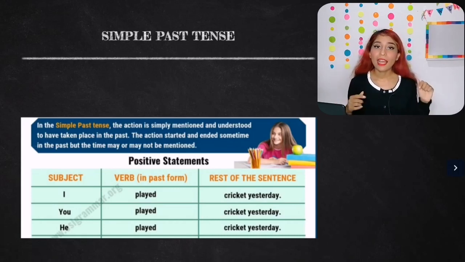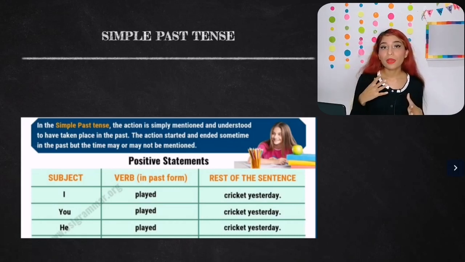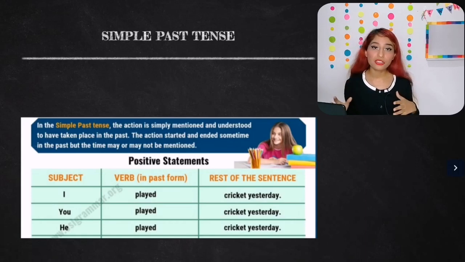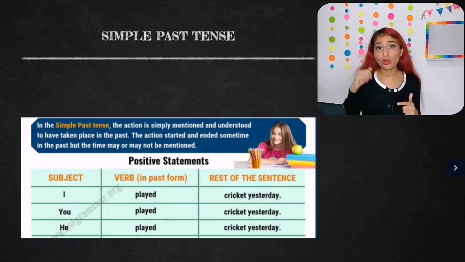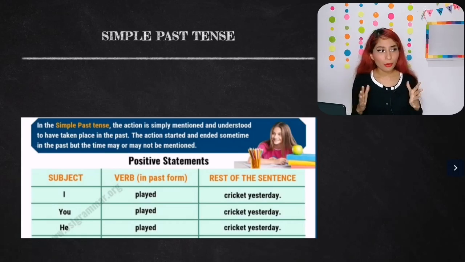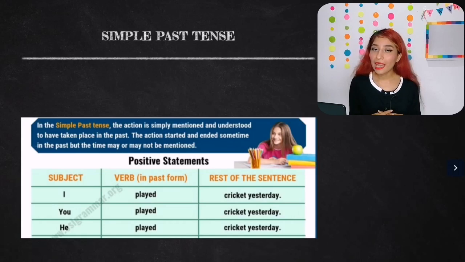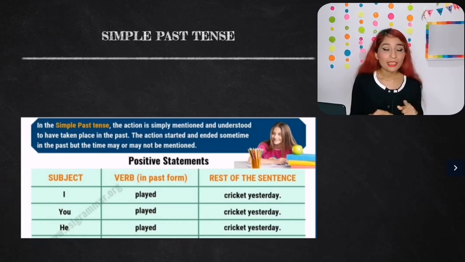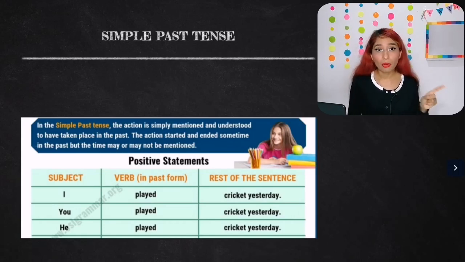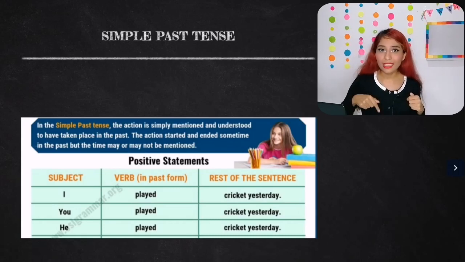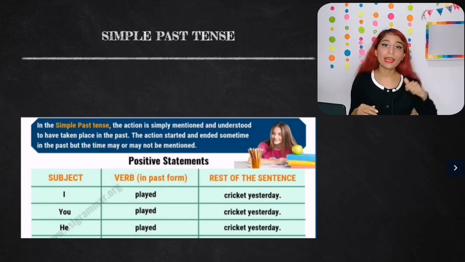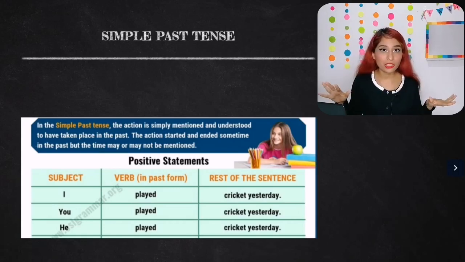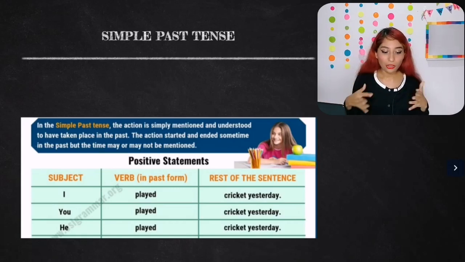It means that, of course, we use simple past to talk about actions that we started but also finished in the past. For example, I ate pizza last night. That means that last night, for example, for dinner, I ate pizza, but I'm not eating pizza right now, okay? I started eating pizza yesterday and I finished eating pizza because I'm not eating pizza at this moment.